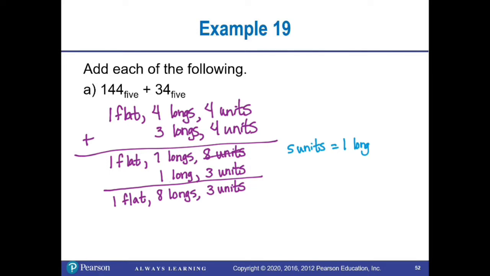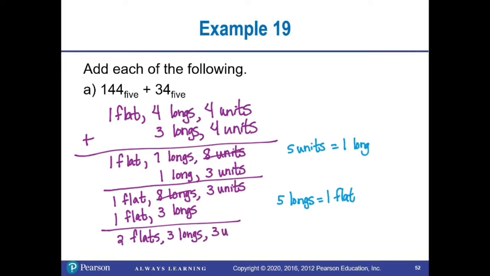Again, in base 5, it takes 5 to make a trade. So 5 longs make a flat. When I exchange 8 longs, I get 1 flat, and there are 3 longs left. Because remember, 5 longs make a flat, so 8 minus 5 leaves me with 3 longs. The same thing happened with our units. 5 units made a long. 8 minus 5 is 3 units. Add now, you have 2 flats, 3 longs, and 3 units. We write this as 233 base 5.